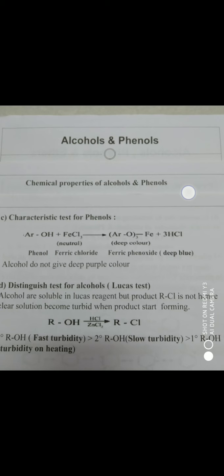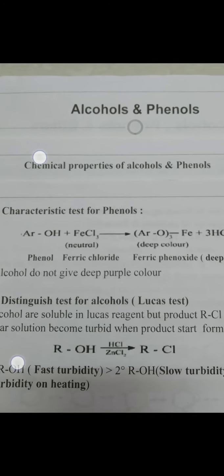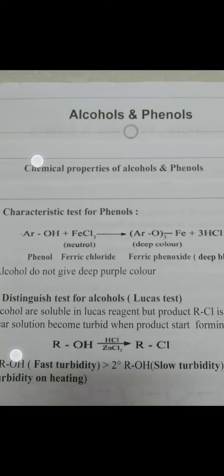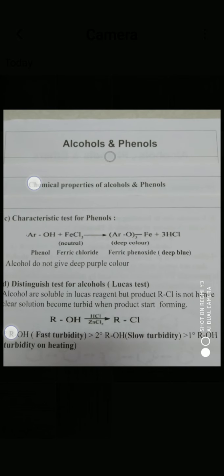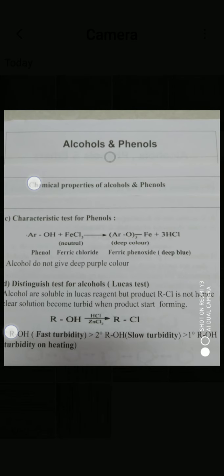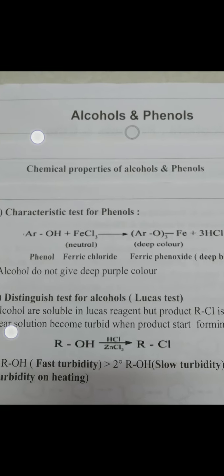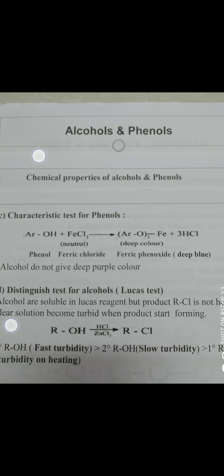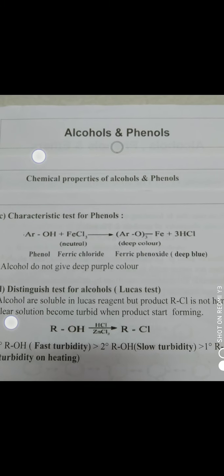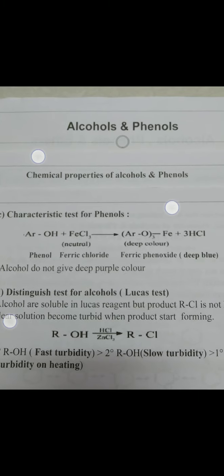Distinguishing test for alcohols: the Lucas test. Alcohols are soluble in the Lucas reagent, but the product RCl is not. Hence, the solution becomes turbid when the product is formed. HCl in ZnCl2 is known as the Lucas reagent. Tertiary alcohol shows turbidity faster than secondary alcohols, and secondary faster than primary alcohols. Thus, you can distinguish between primary, secondary and tertiary alcohols.